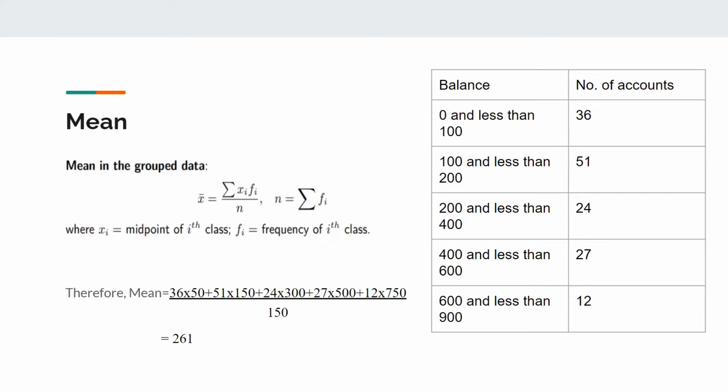And 51 is the frequency of the second class and 150 is the midpoint of it. And 24 is the frequency of the third class and 300 is the midpoint of it. And 27 is the frequency of the fourth class and 500 is the midpoint of it. And 12 is the fifth class frequency, and its midpoint is 750, which is divided by n, the sum of the frequencies, which is 150. After the calculation, it should be 261.